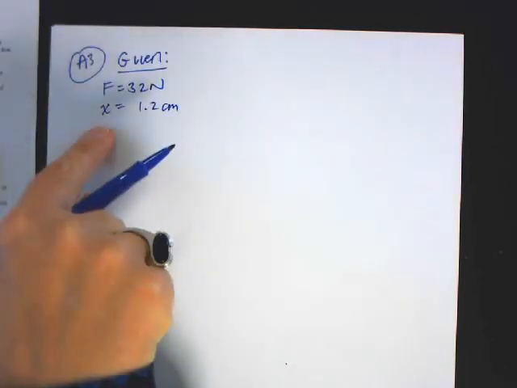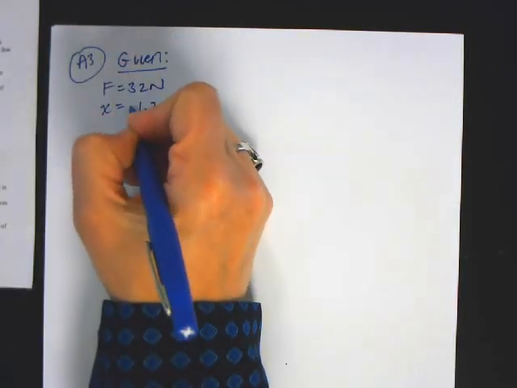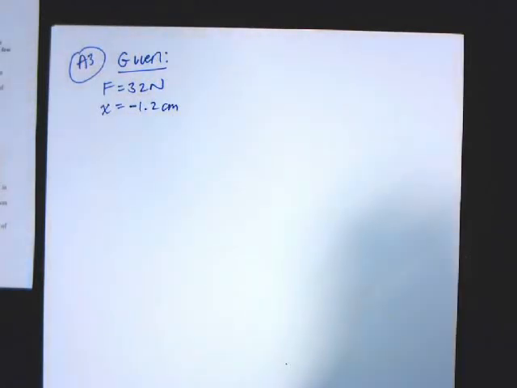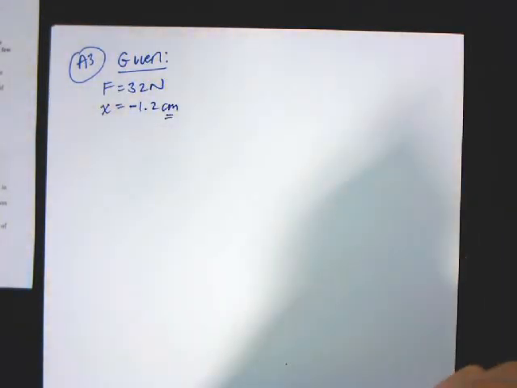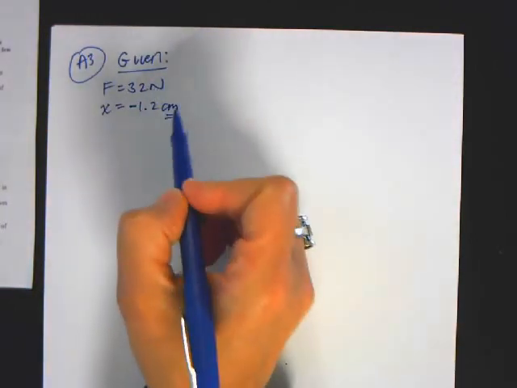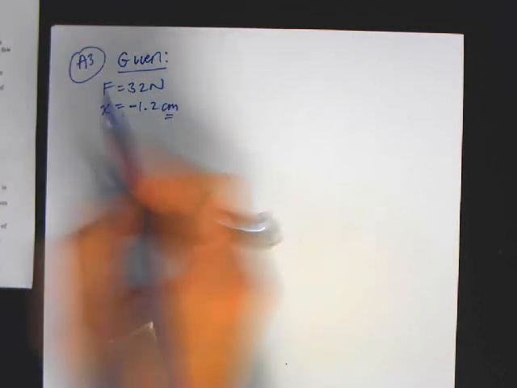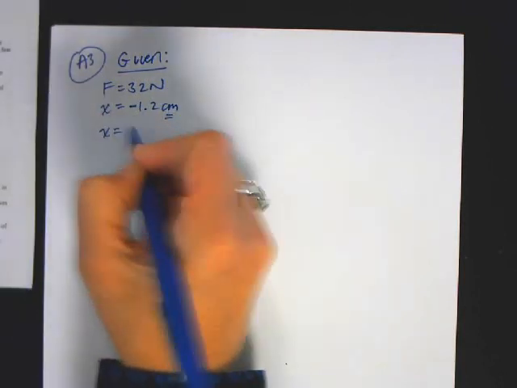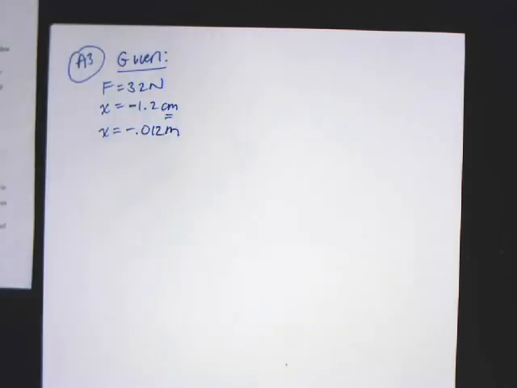Now remember, with Hooke's law, the displacement and the force are going in opposite directions. So if this is positive, this is going to be negative. Now right off, I see that this is in centimeters. Because a newton is a kilogram meter per second squared, I have to convert this centimeters to meters. So I'm just going to move it two places. So x is equal to 0.012 meters.